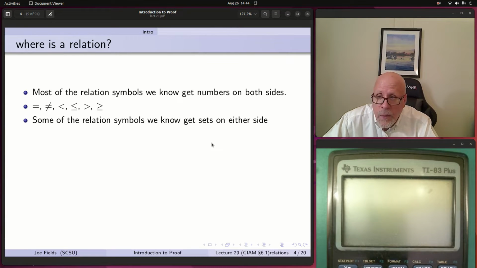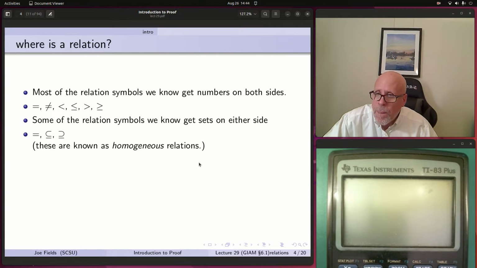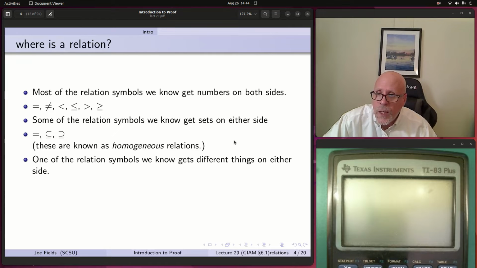On the other hand, we know some things that are not numbers. When we talked about sets, we came across these things that are relation symbols, the containment symbols and set equality. I noticed that there's an equal sign here and there's an equal sign here, but really they're kind of not the same equal signs. They're typographically indistinguishable, but one is going to be used to indicate the equality of sets, having all the same elements. The other is the equality of numbers, having the same numerical value. This kind of thing, where you have the same sort of thing on both sides, is known as a homogeneous relation.